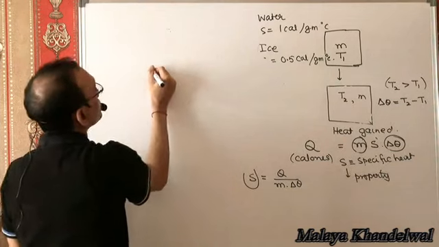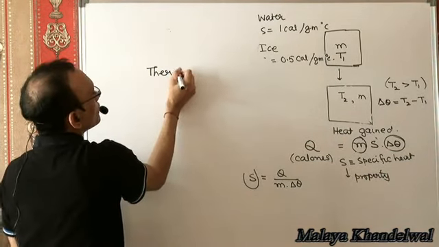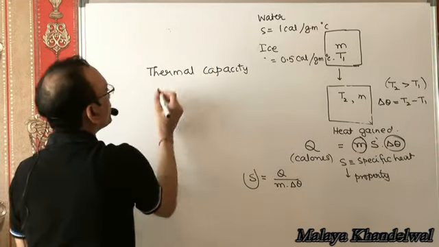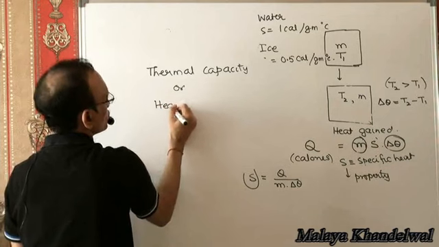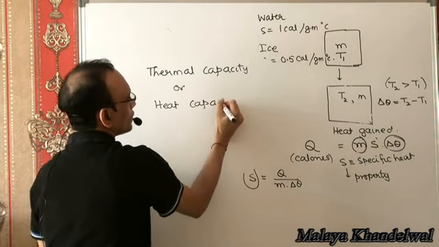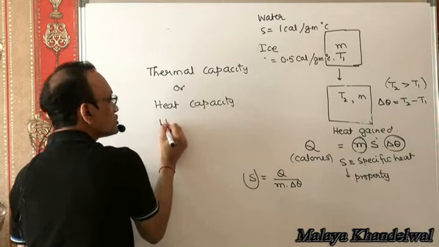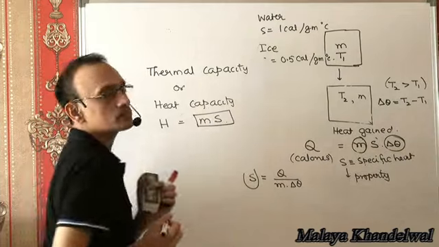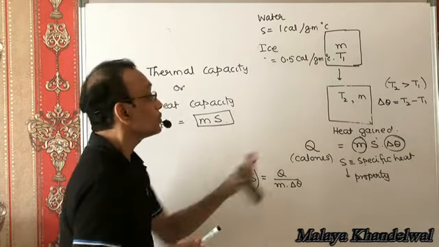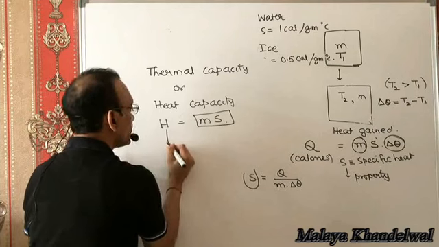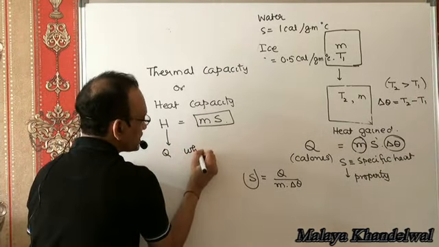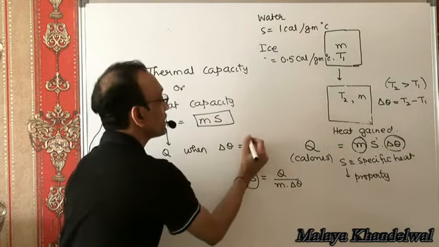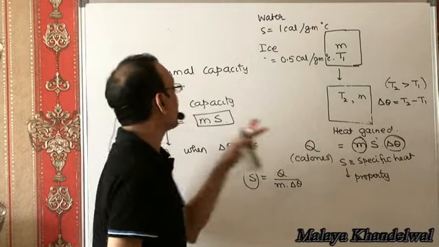Which is called thermal capacity, or heat capacity of a substance. It is H, which is mass into specific heat. Mass into specific heat, right? Which is like Q. H is the same as Q when delta theta is 1. When delta theta is 1, isn't it? If delta theta is a unit degree, then Q becomes equal to H.